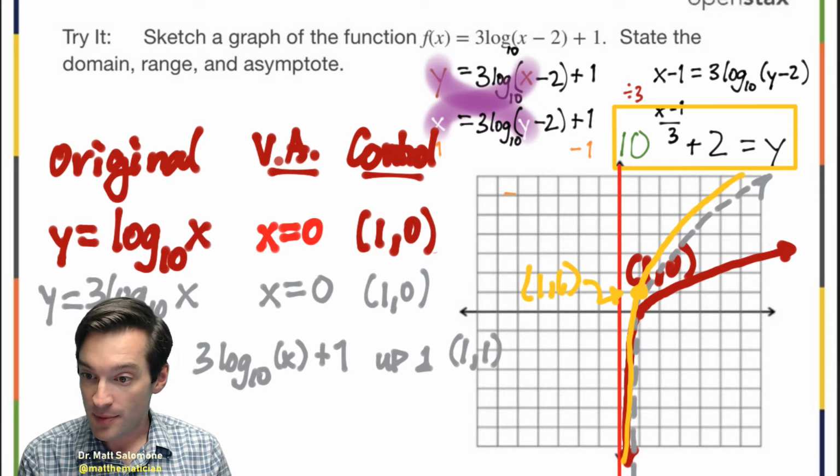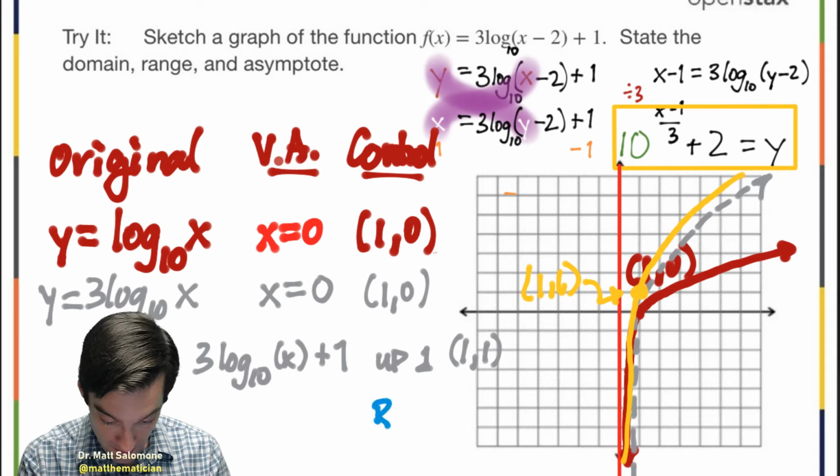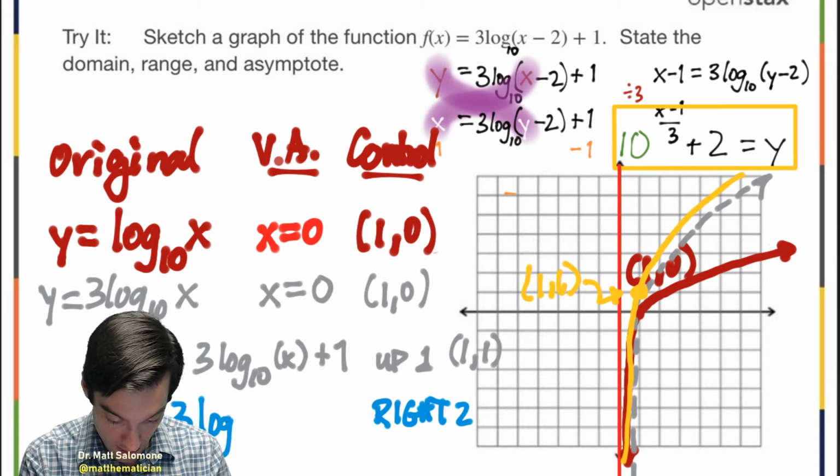And then the last step that I would do is replace x by x minus 2. Notice that shifting this graph up is not going to change its vertical asymptote, but replacing x by x minus 2 would shift this graph to the right by 2 units. 3 log base 10 of x minus 2 plus 1.